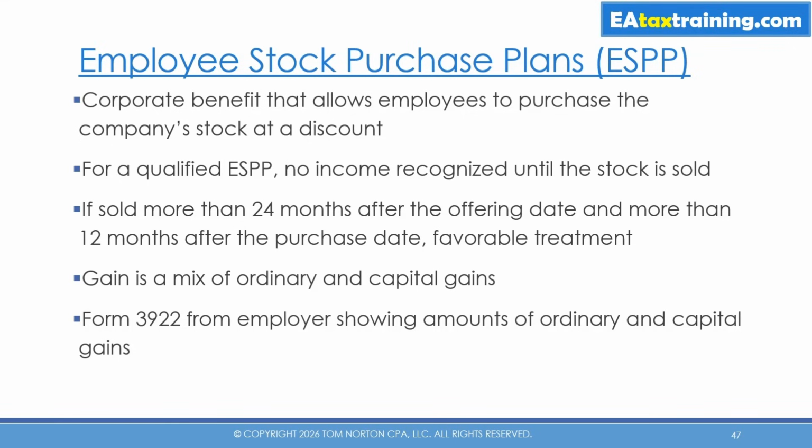You will get this form, this 3922, from the employer. They have a calculation that they will do, and it will show you the amount that is ordinary and the amount that is capital. All you need to remember for the exam is if you've got an employee stock purchase plan, it has this special rule. You're going to have a mix of capital and ordinary, and you've got the 24-month and 12-month rule.